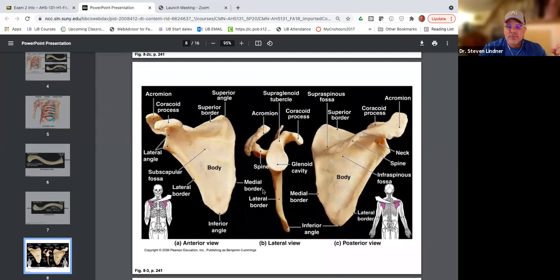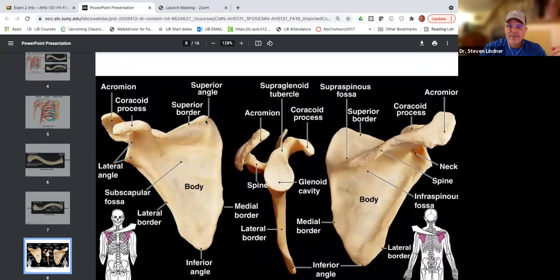Okay, so we've covered the superior border, medial border, and lateral border. We also have a few angles. This angle here at the top on the left is called the superior angle. And if there's a superior angle, there's going to be an inferior angle. Now, we have some fossas. A fossa is a smooth depression, and wherever there's a fossa, there are muscles that attach.